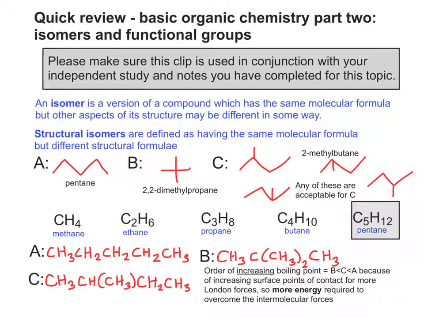So be very careful when you're doing explanations about this kind of thing, that you don't just say more branching. You need to make reference to the surface points of contact for more London forces, so more energy required. You need to relate it directly to what actually affects the boiling point, which is the energy requirement for overcoming the intermolecular forces.